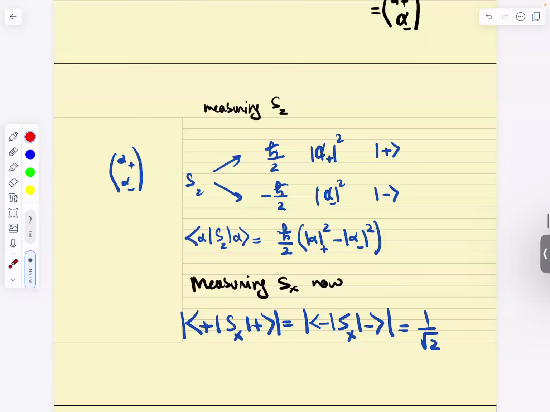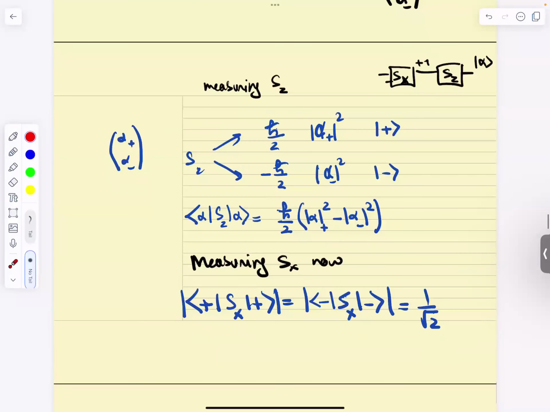So now imagine your post-measurement state is plus. Next, what we're gonna do is we measured S of Z. This was our initial state alpha. If it's plus, we're gonna measure S of X. So what should I do? Well, I can already immediately calculate the expected values. The expected value of S of X in the plus ket is 1 over square root 2.